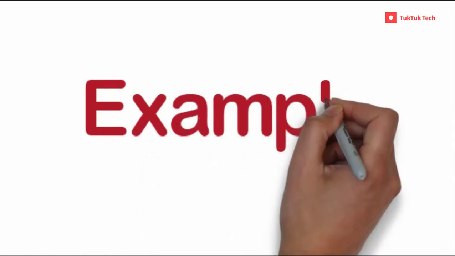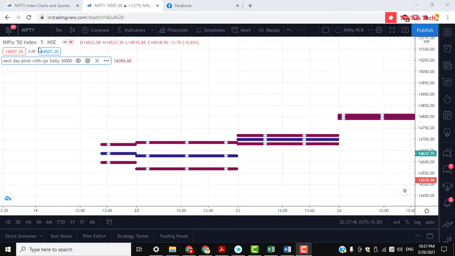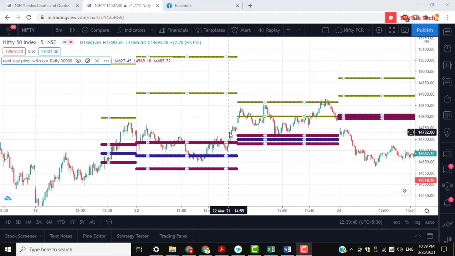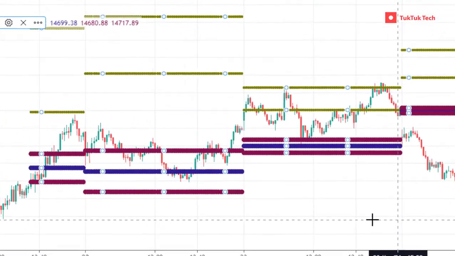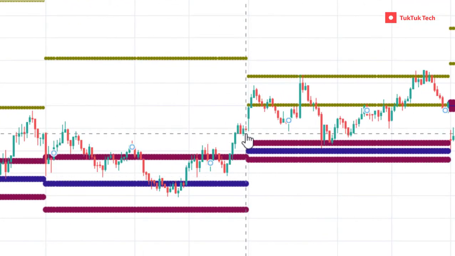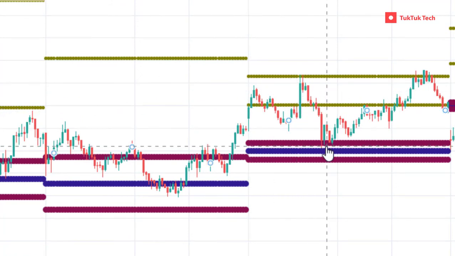Let's take a look at an example. On 22nd of March 2021, in Nifty, overlapping higher value relationship was formed. The next day, opening candle accepted the higher value relationship, and Nifty rallied to support 2 level.